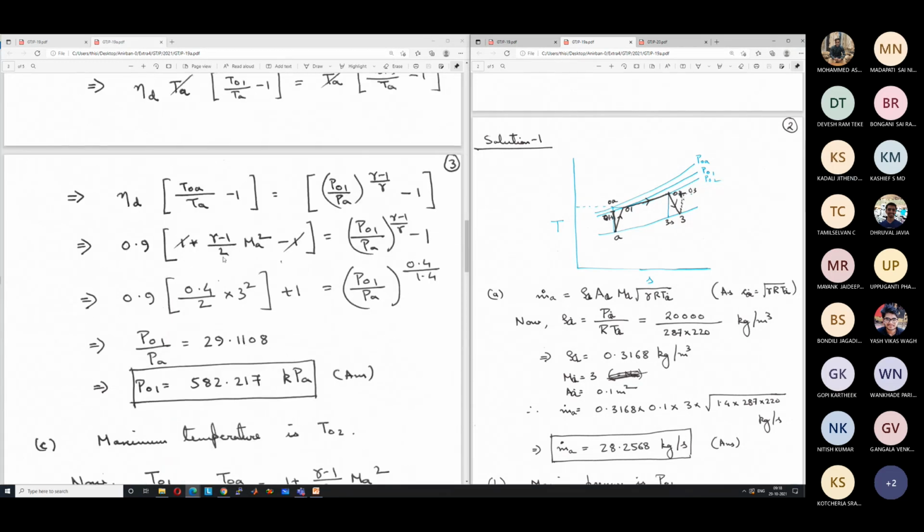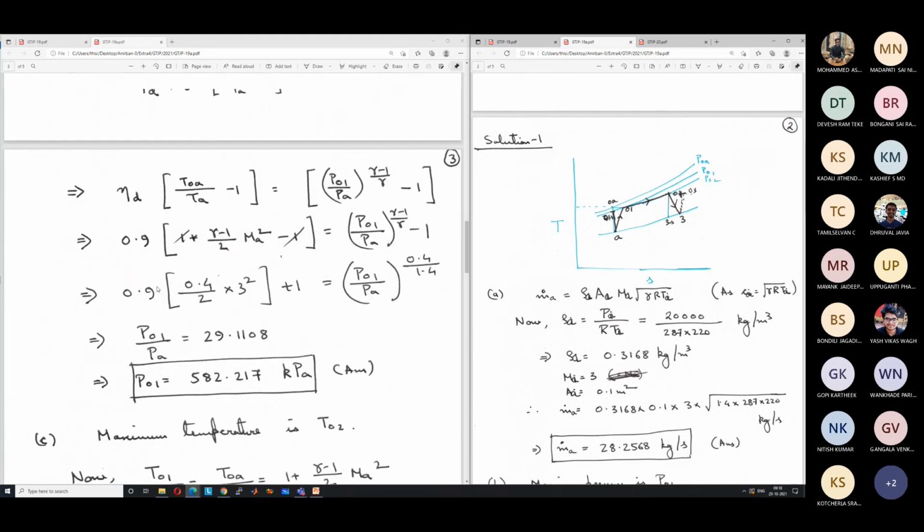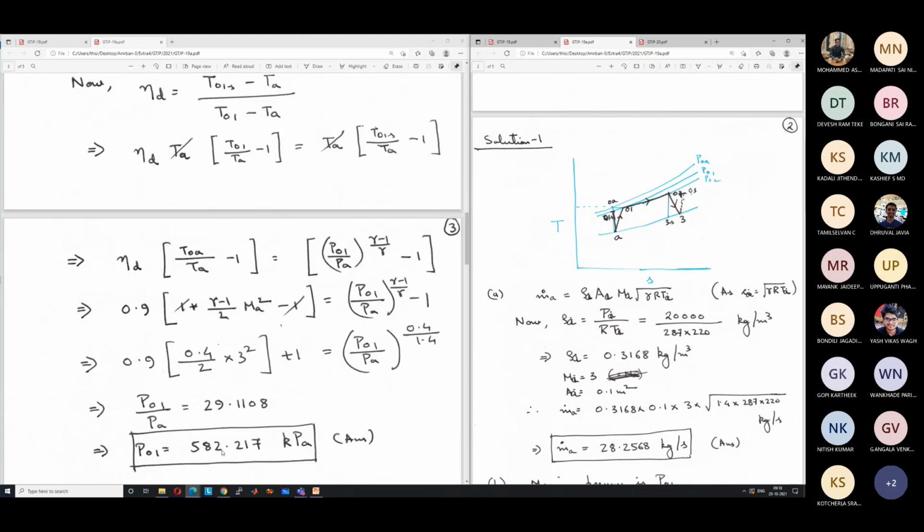Eta D is 0.9. So this is equal to P01 by PA to the power gamma minus 1 by gamma minus 1. Okay, so now you can put the values. Gamma is 1.4, Mach number is 3, and diffuser efficiency is 0.9. If you solve this, you get P01 by PA is 29.1108, or P01 is equal to 582.217 kilopascal. So this is the maximum pressure in the cycle.